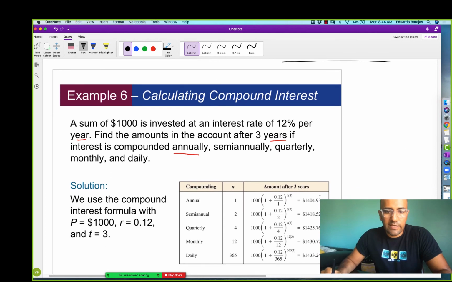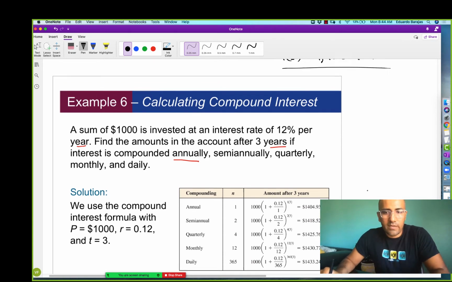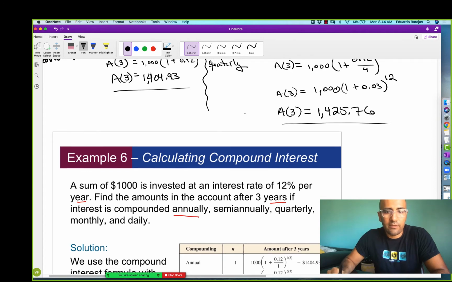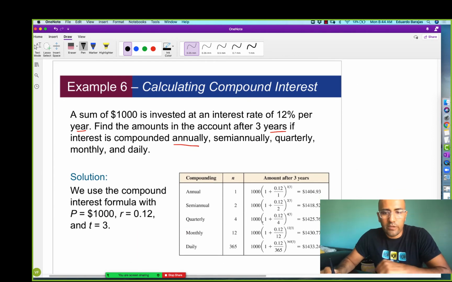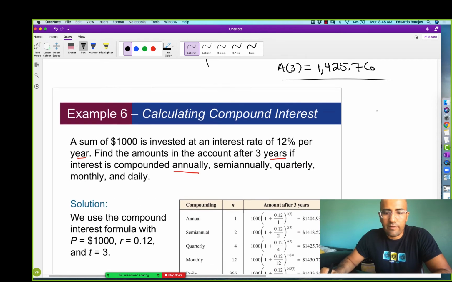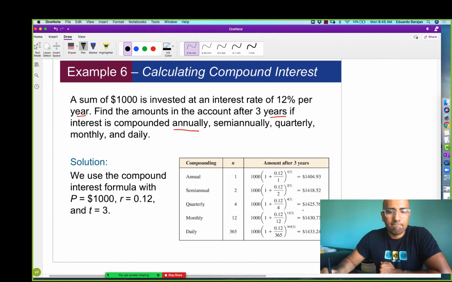Here is a table that has all of them, a nice neat thing. So for annual, n was equal to 1, right? We just replaced the n with a 1, and we end up with this, which is exactly what we had up here, $1,404.93. For quarterly, we replaced the n with a 4, and we end up with exactly what we had up here, $1,425.76. Good. Say, for example, monthly, we replaced the n with a 12.